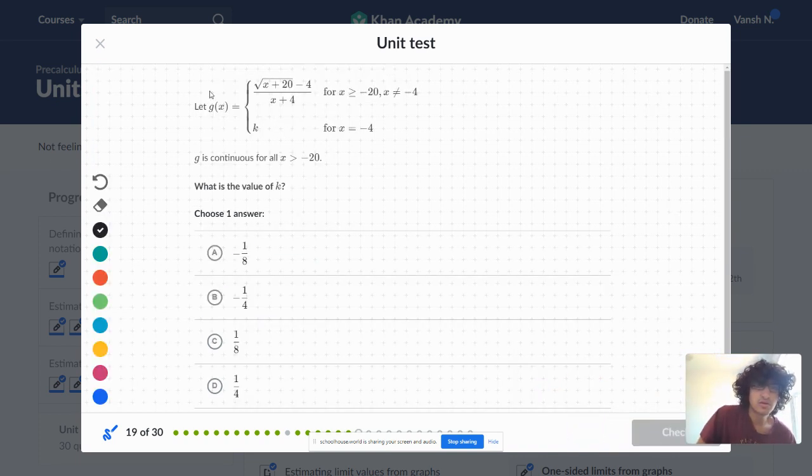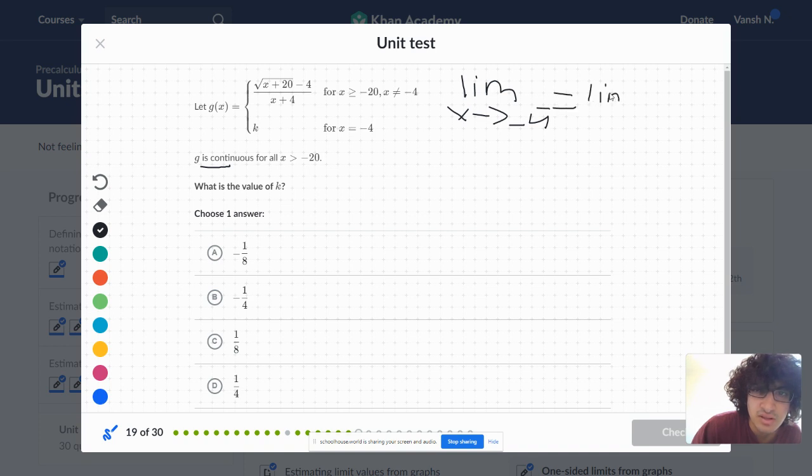Oh, what are we doing? Okay, so we know it's continuous, so I think we're just going to have to set these limits equal to each other, right? Okay, so let's plug in. So what am I doing? I'm setting the limit as x goes to -4 from the left equal to the limit as x goes to -4 from the right, and I'm solving this equation for k.